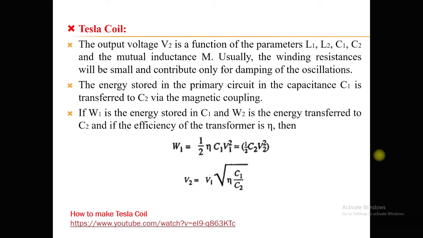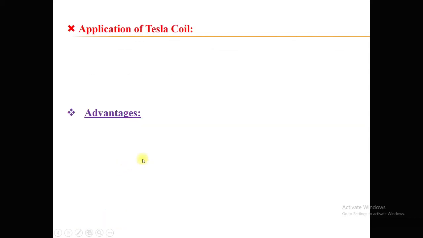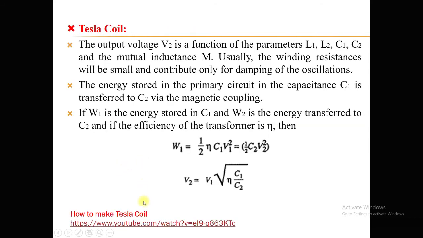So you can also design your own Tesla coil for your high voltage laboratory. Let me show you a video of how you can develop or make your own Tesla coil for demonstration purposes.